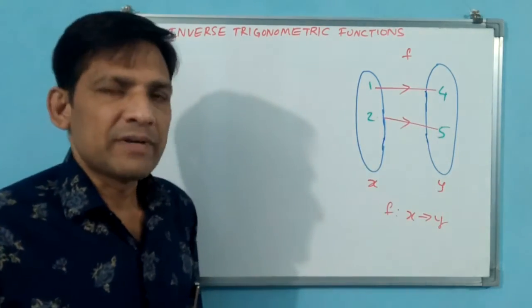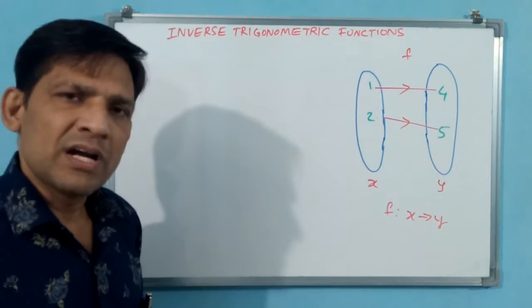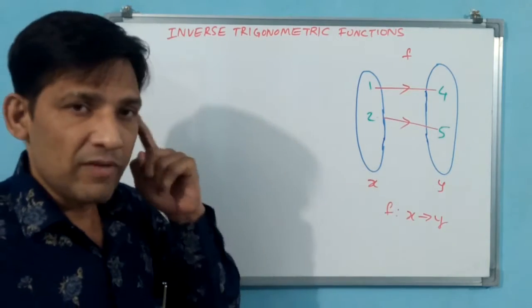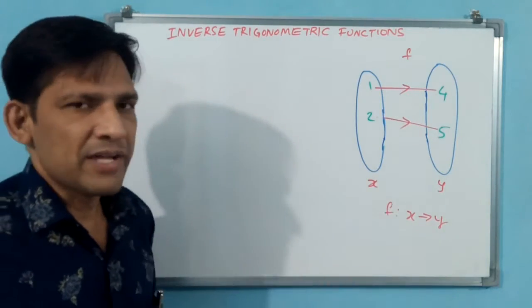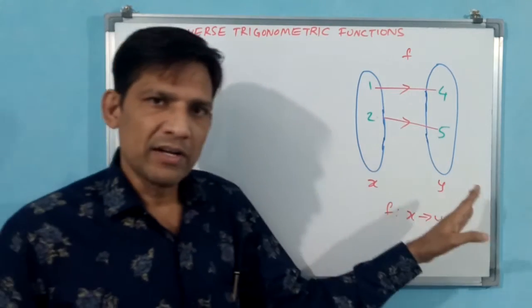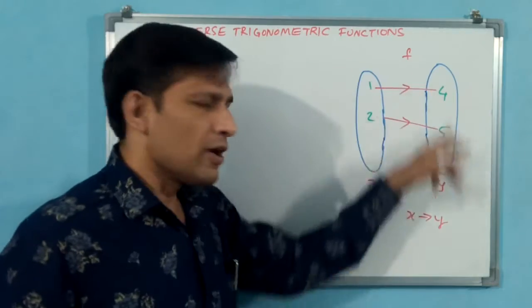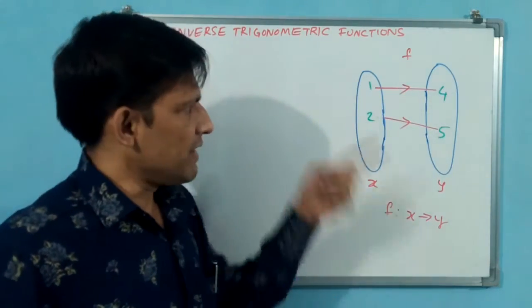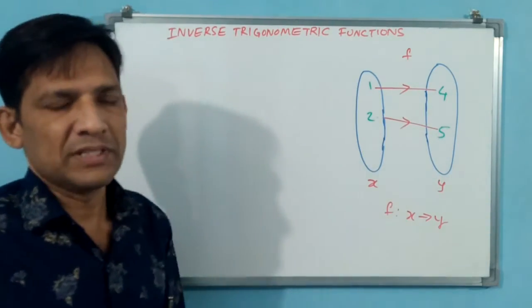Now, is this function one-one and onto? Yes, definitely this is one-one and onto. Is this bijective? Yes, this is bijective because this is one-one injective and this is onto surjective. That is why this is a bijective function.